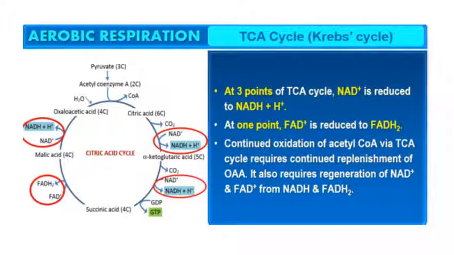At 3 points of the Krebs cycle, NAD plus is reduced to NADH and H plus. We can see here these are the 3 points where this happens. At 1 point, FAD plus is reduced to FADH2. So the continued oxidation of acetyl-CoA by the TCA cycle requires continued replenishment of oxaloacetic acid. It also requires regeneration of NAD and FAD from NADH and FADH2.